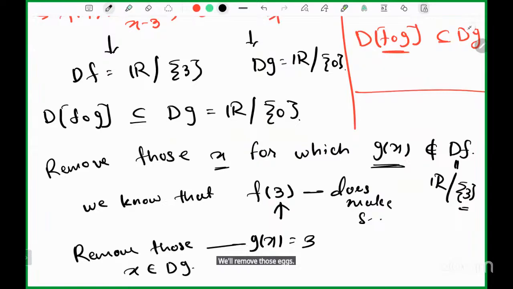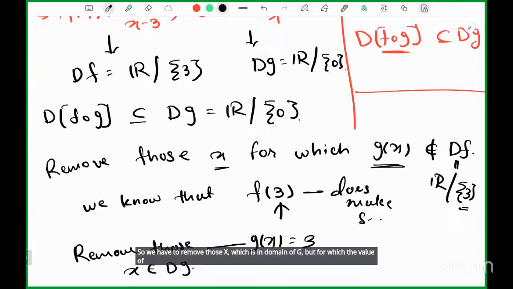Right? And we will remove those x from the domain of g only. Because if it is not there in the domain of g, then obviously we cannot talk about g of x. So we have to remove those x which are in the domain of g, but for which the value of g of x is becoming 3. And why are we removing that? Because we know that f of 3 doesn't make sense.